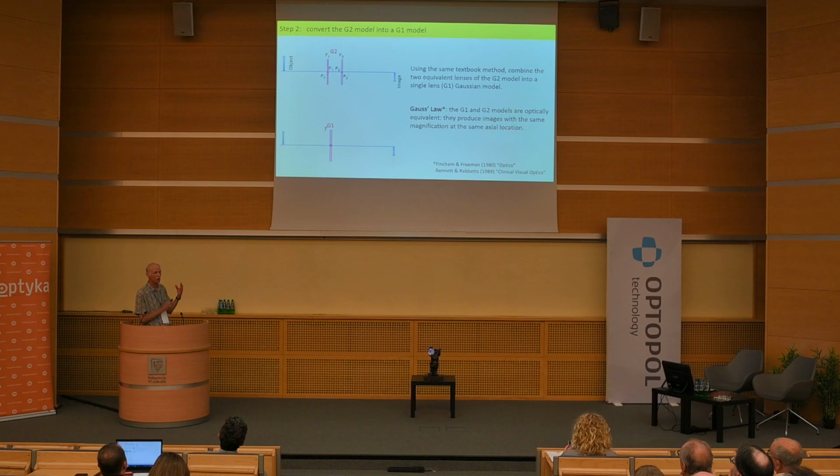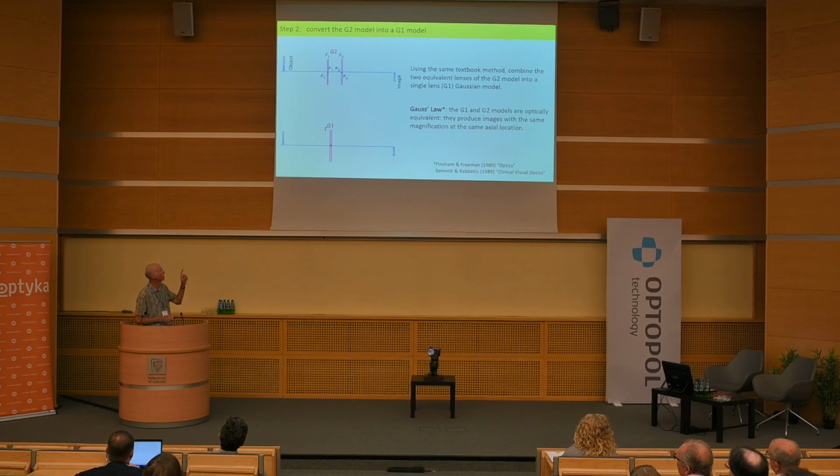And what's beautiful about this whole analysis is what I think of as Gauss's law, and that says that these two models, the one at the top, which is closer to the anatomy, where we've got two lenses, will produce an image of an object of a certain size at a certain place. And the G1 model will give you an image of exactly the same size and exactly the same location. So in that sense, these two models are equivalent. They're optically equivalent. They generate the same image, same place, same size.